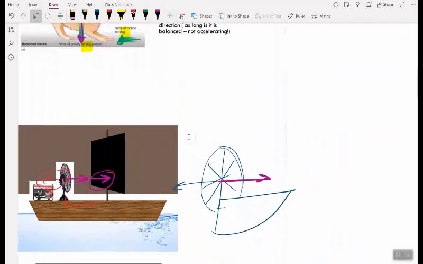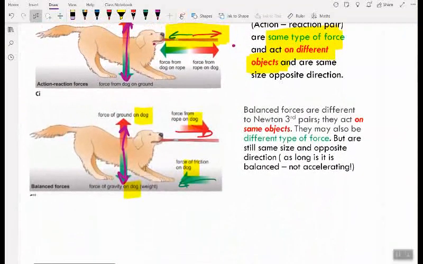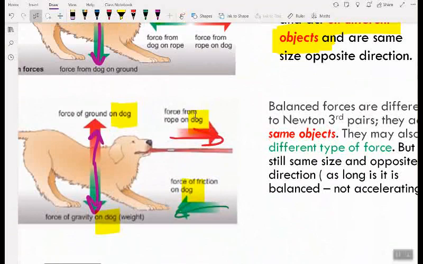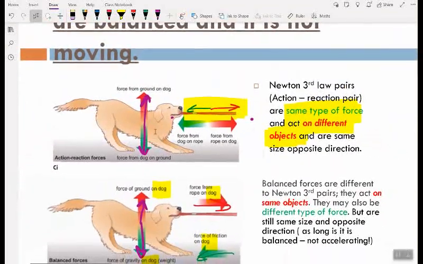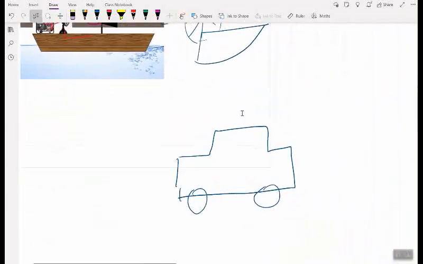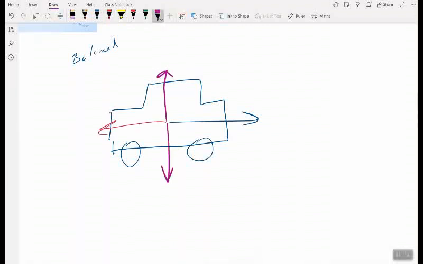It's just we never normally bother to label Newton's third law pairs because they're acting on different objects. It's not relevant. For this example here, we don't need to know that the person on the other end of the rope is feeling a force. It's not important to the dog, to the object that we're talking about. Another example would be a car. If we're thinking of normal balanced and unbalanced forces, we would say, oh well, there's a driving force going forward, and that's maybe going against air resistance and friction, and there's weight downwards, and there's a reaction force upwards. But if we concentrate for a second and think about, well, where is this driving force actually coming from?